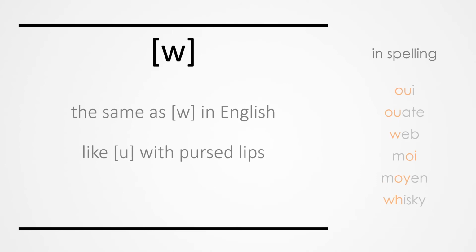Words borrowed from English that start with a W will also make this sound, as in the word web. If you've seen my fricatives video, you'll know that loan words from German, which start with a W, are usually pronounced v, as in wagon, though these are relatively rare. We also have the combination of OI or OY, which makes a wa sound, as in moi and moyen. And then finally we have WH, which again is usually borrowed from English, as in the word whiskey.